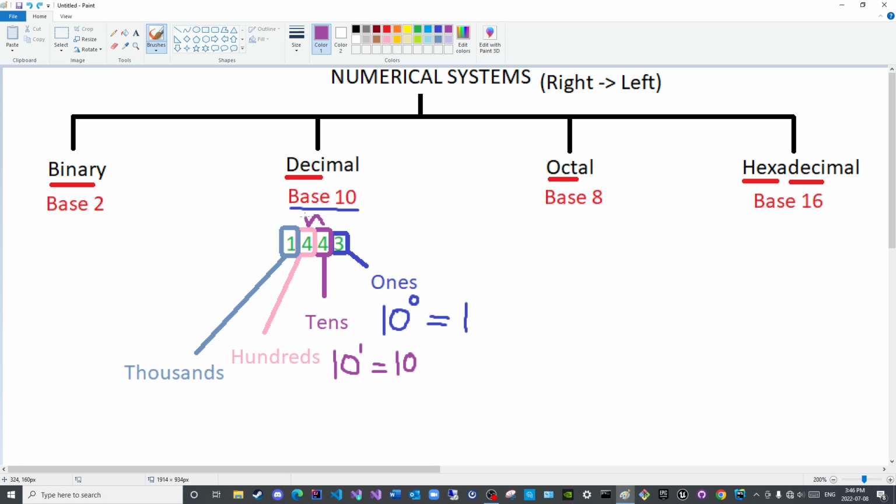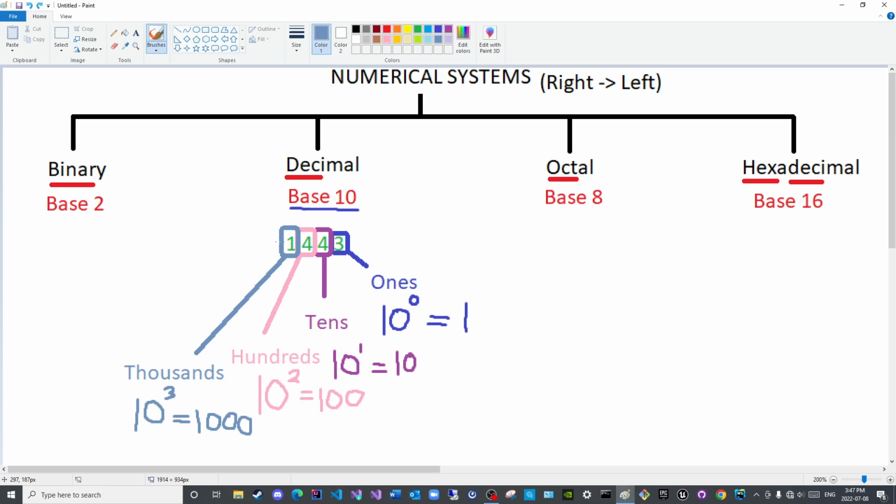Now we move to this digit. This is known as 100 because here the exponent is 1 plus 1, which is 2. 10 to the power of 2 is equal to 10 times 10, which is equal to 100. Thus, the name hundreds. Finally, at 1000, the base will still be 10. You do not change the base, you only change the exponent. Here it will be 2 plus 1, so 10 to the power of 3, which is equal to 10 times 10 times 10, which is equal to 1000. Thus, the name thousands.